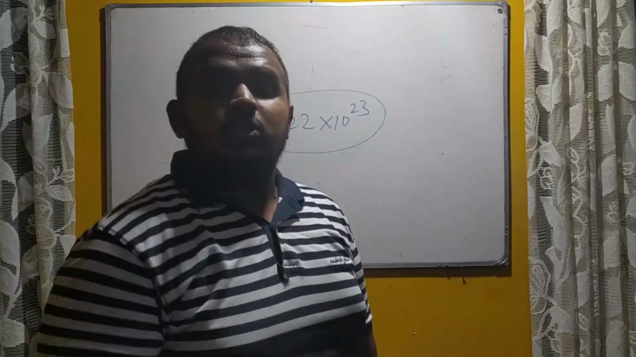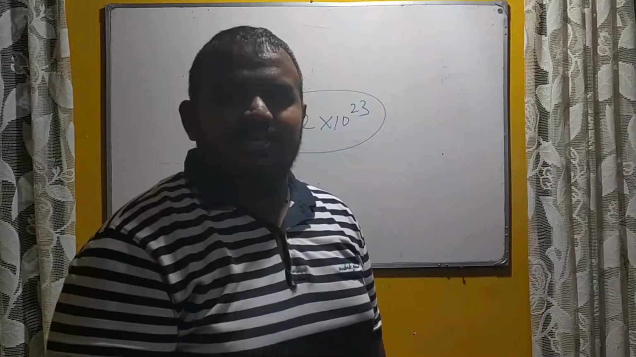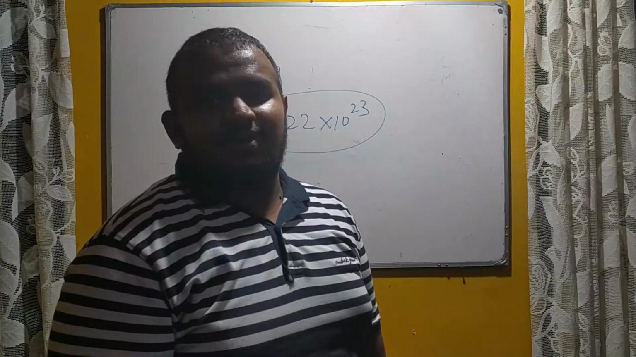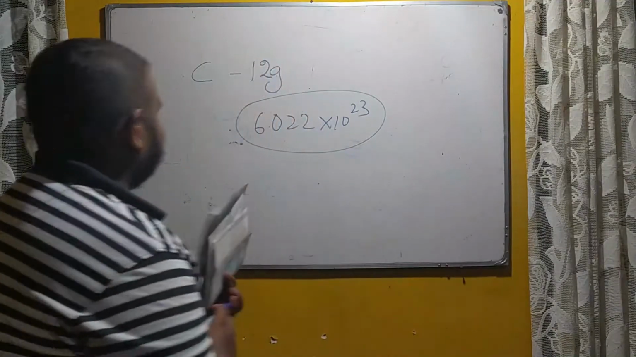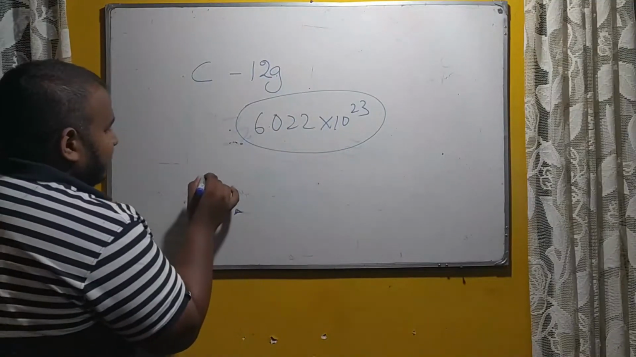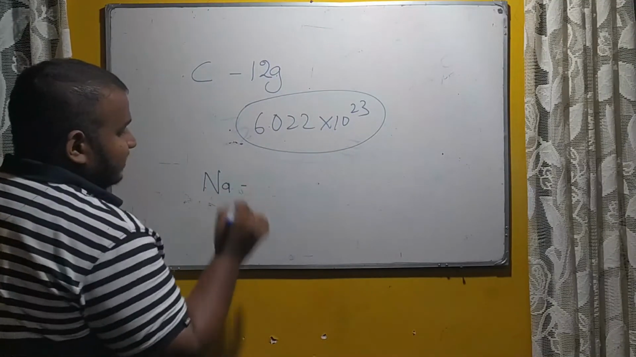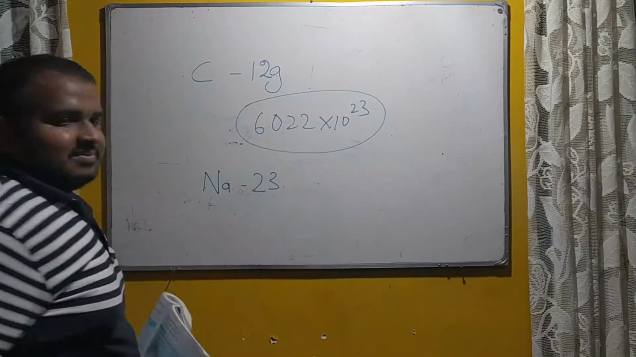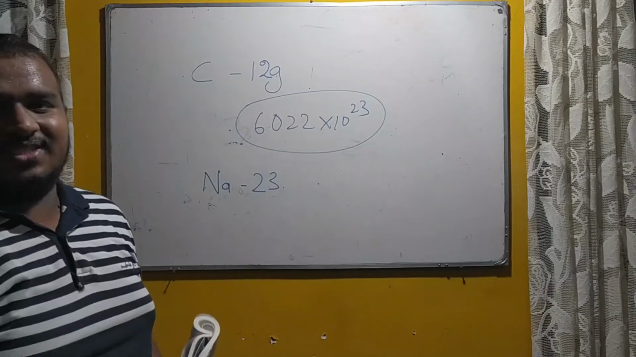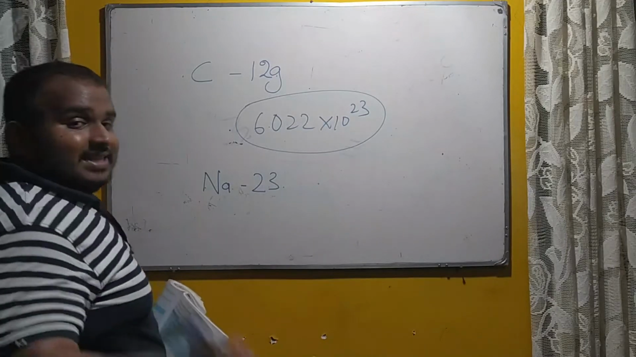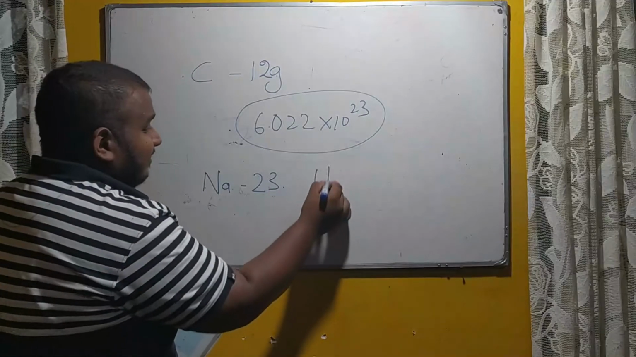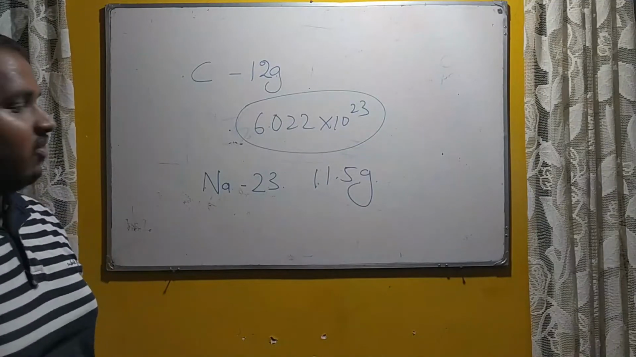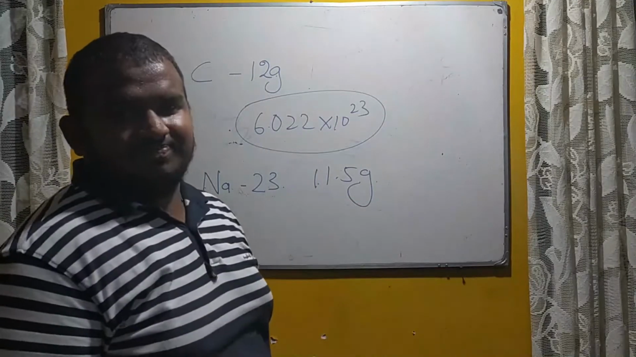How many sodium atoms will be in 11.5 grams of sodium? We know that the relative atomic mass of sodium is 23. Now the issue is that they have taken just 11.5 grams. The mass they have obtained is 11.5 grams.